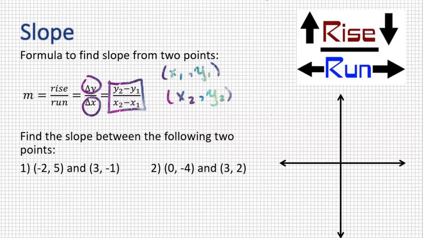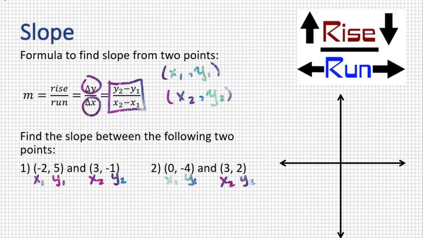In these situations, for question 1, we have 2 points, (-2, 5) and (3, -1). And I'm going to go right ahead and label these as x1, y1, and x2, y2. While it doesn't matter which one is point number 1 and which one is point number 2, you want to make sure that y1 is with x1 and y2 is with x2. We'll do the same thing for the second example. y1 and x1 belong to the same point, x2 and y2 belong to the same point.